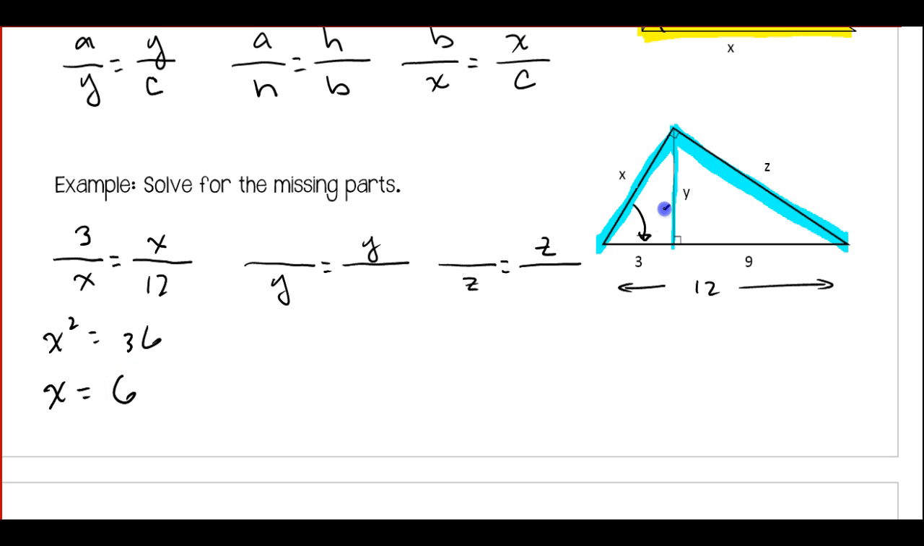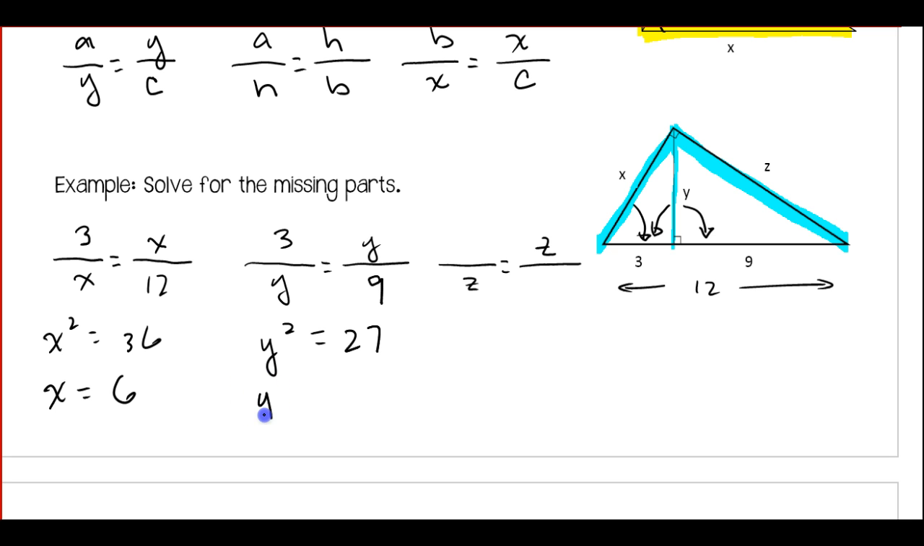Alright, moving on, the altitude is going to be the geometric mean between the two pieces of the hypotenuse, so that's 3 and 12. Go ahead and cross multiply. We get y squared is equal to, this should be a 9, sorry about that, 3 and 9. So that's 27.